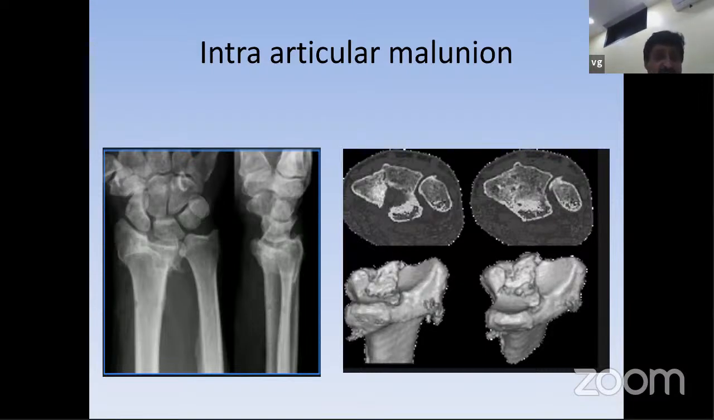So I'll just touch upon the intra-articular malunions. They're best treated when the patient comes early. They are difficult to treat when they are late, because then you cannot recreate the fractures. So you have to go more by judgment.